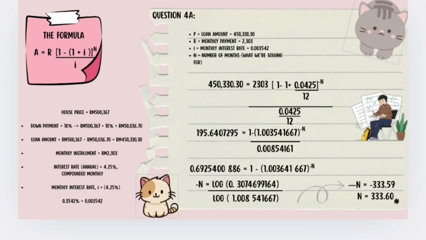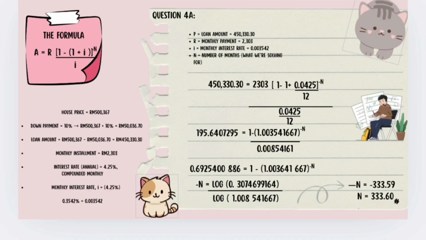For question 4A, we use the formula A equals R [1 minus (1 plus i) to the power of negative n] over i. For the loan amount, 450,330.30. Meanwhile, for the monthly payment, 2,303. The monthly interest rate is 0.003542. N is the number of months. That is what we're going to solve.